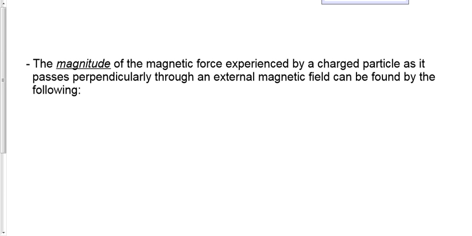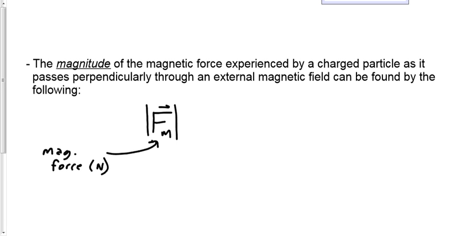We know the direction of the force. It's found by the hand rule for deflection. How strong is the force? How big is the force? Here's the equation. F, this of course is the magnetic force in newtons. Notice the absolute value signs. It's the magnitude of the magnetic force.